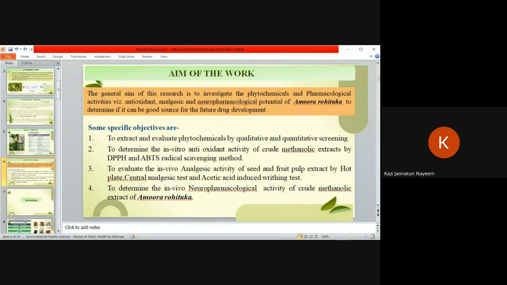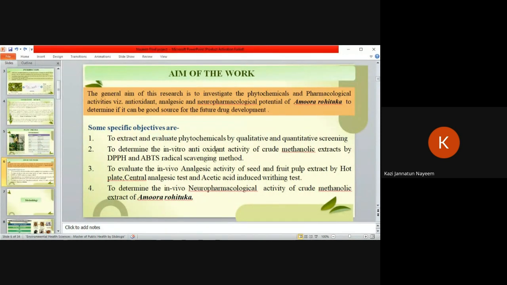My aim of the work was to estimate the phytochemical and pharmacological activity, antioxidant, analgesic, and neuropharmacological potential of Amora rohituka, to determine if it can be a good source of future drug development. Some specific objectives are to evaluate the qualitative and quantitative screening and determine the in vitro antioxidant activity of crude methanolic extract by DPPH and ABTS radical scavenging methods.